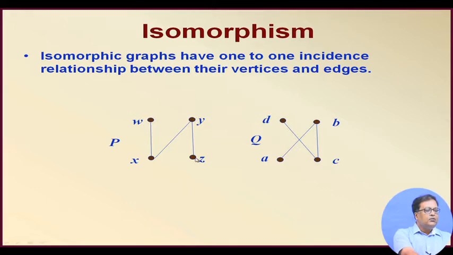Similarly, Y is connected to Z and C is connected to D. So, these two graphs are isomorphic, right? That means, although they look different, they have the same one-to-one relationship between their vertices and edges. So, two isomorphic graphs should not only have the same number of edges and vertices, but the way they are connected will be exactly the same, and definitely the degree of the vertices should also be exactly the same, corresponding degrees.